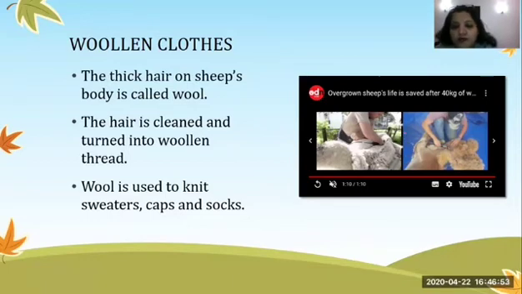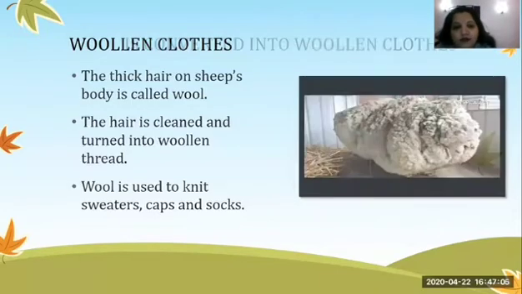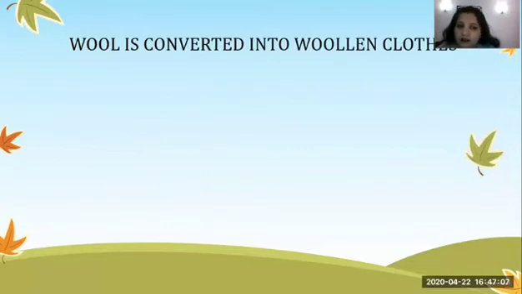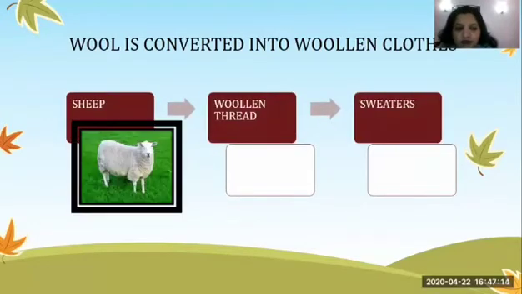Okay, so I hope all of you have understood about removing wool from the body of a sheep and how it is converted into clothes. So let's go to our next slide. Here I will again explain with the help of a flow diagram how wool is converted into woolen clothes. First of all, you can see the wool is grown on the body of a sheep, isn't it?